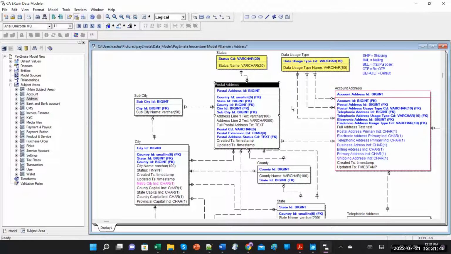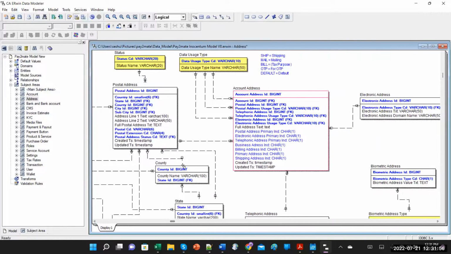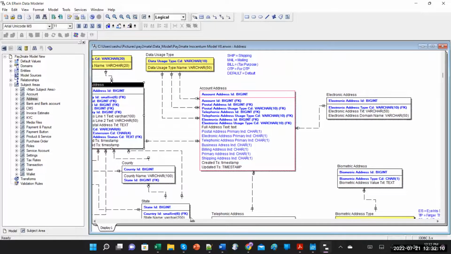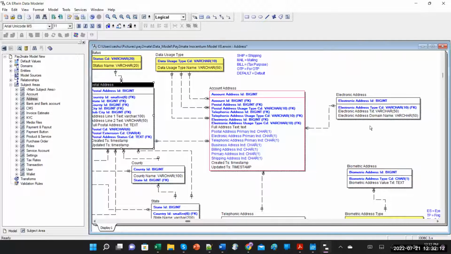So the postal address is a combination of all this. And this combination is what we are putting into account address, because an account can have more than one address. One address for shipping, another address for mailing, etc. So this account-to-address combination is the account address, not only postal address, but also other types of addresses, electronic addresses. Electronic address is like email, web address, FTP, SMTP, all those electronic addresses are here.